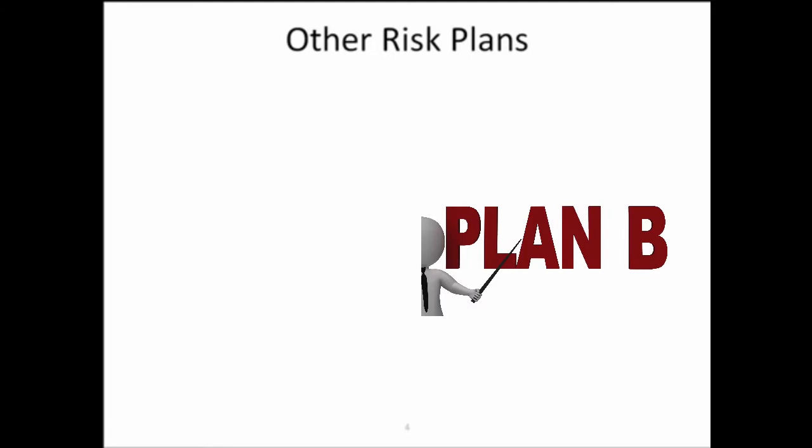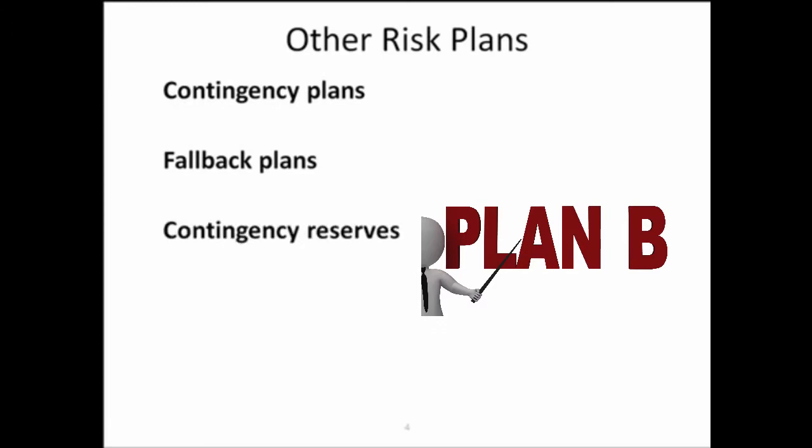There are other risk plans that are often used in project management. Contingency plans are predefined actions that the project team will take if an identified risk occurs. Fallback plans are developed for risks that have a high impact on meeting project objectives and are put into effect if attempts to reduce the risk are not effective, sometimes called contingency plans or last resort plans. Contingency reserves or contingency allowances are funds held by the project sponsor that can be used to mitigate cost or schedule overruns if unknown risks occur.